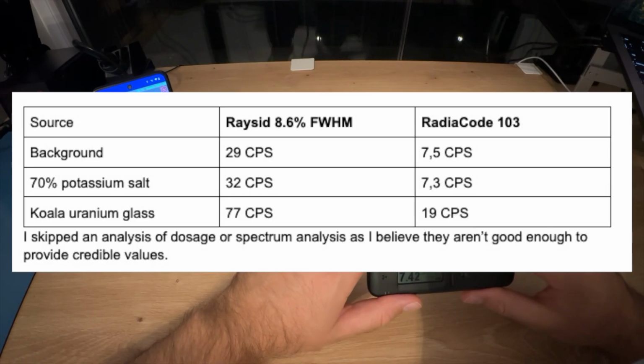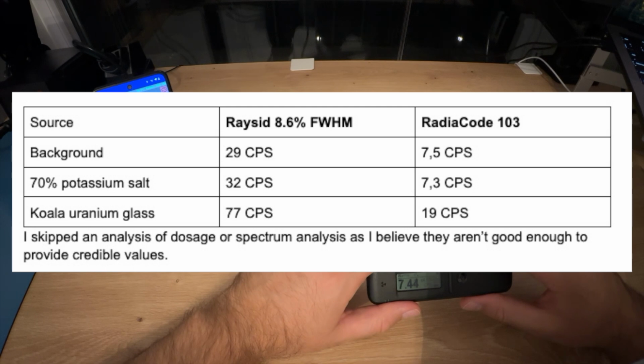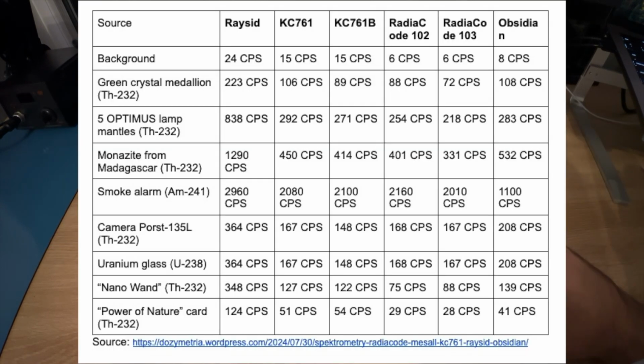Here is a table of the results of our tests. We can see both of those devices are able to detect K-40 without issues, although they have troubles with spectrum analysis of uranium samples, and Raysid is able to detect more CPS than Radiacode. More advanced comparison tests are done by others, like on Dosimetria, which also shows that Raysid is able to detect more CPS than Radiacode.